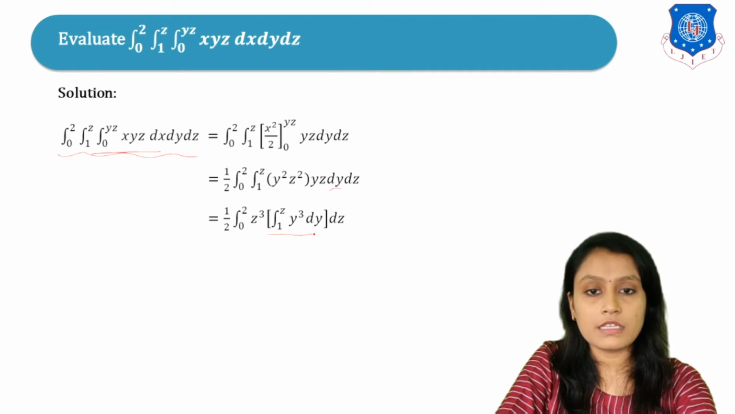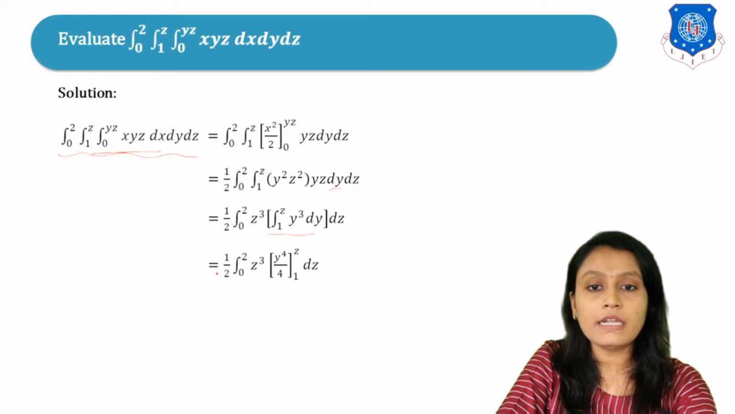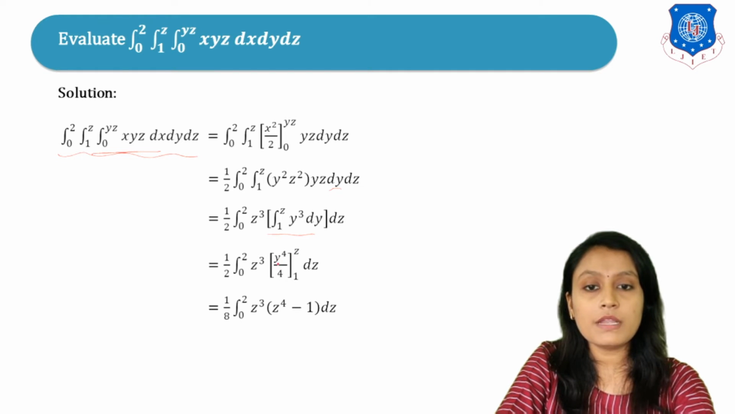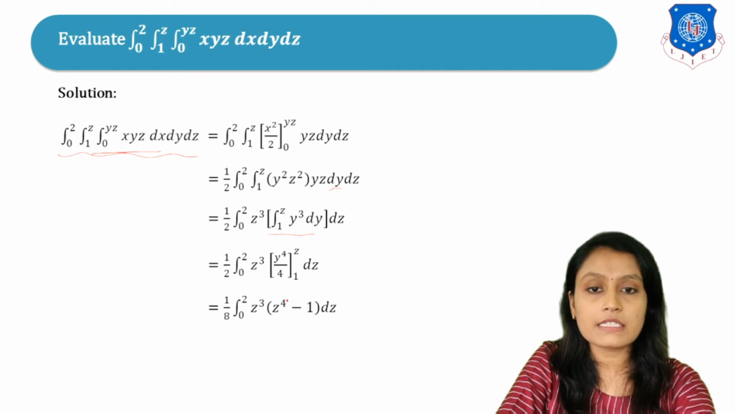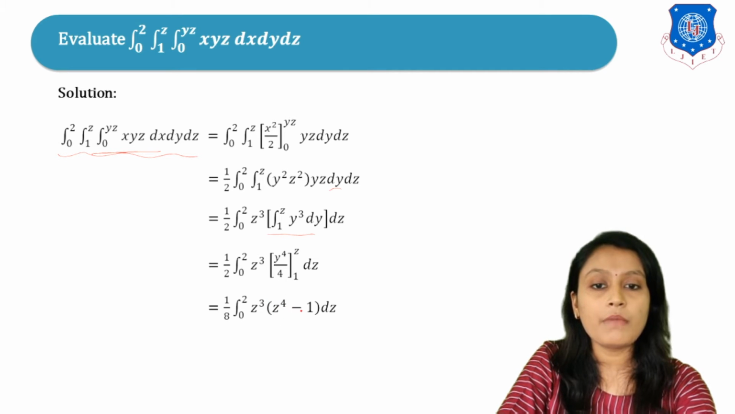Now we will integrate this with respect to y. So you will get 1 upon 2 integration 0 to 2, this z cube dz as it is. Integration of y cube is what? y raised to 4 upon 4, and the limits are 1 to z. Okay, now we will substitute the limit. So you will get this, bring this 4 outside, so you will get 1 upon 8 integration 0 to 2 z cube into, now in place of y substitute z, so you will get z raised to 4 as upper limit, minus, now in place of y substitute 1, so you will get 1 dz.